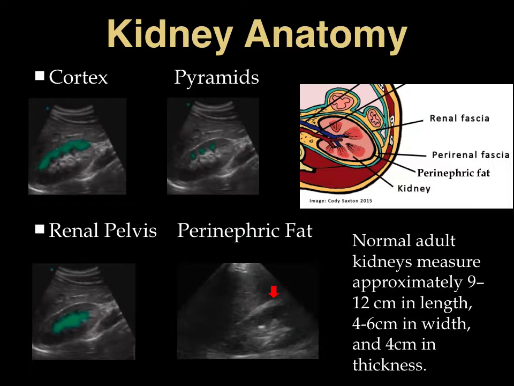In this transverse view, you can see that each kidney is surrounded by tough, fibrous tissue, the renal capsule, which itself is surrounded by perinephric fat, renal fascia, and paranephric fat. Normal adult kidneys measure approximately 9 to 12 centimeters in length, 4 to 6 centimeters in width, and 4 centimeters in thickness. The left kidney is commonly longer than the right, however, there should be no more than 2 centimeter difference in the length between the two.